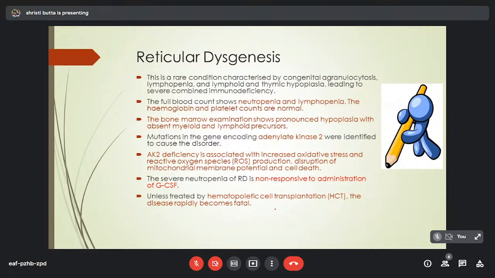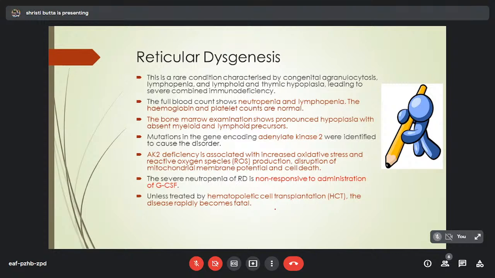The bone marrow examination shows a pronounced hypoplasia with absence of the myeloid and lymphoid precursors. Mutations in the gene encoding adenylate kinase 2 have been implicated in this disorder. So what is this adenylate kinase 2? This adenylate kinase 2 is a very important gene, the deficiency of which is associated with increased oxidative stress and production of reactive oxygen species, a disruption of the mitochondrial membrane potential, and cell death.